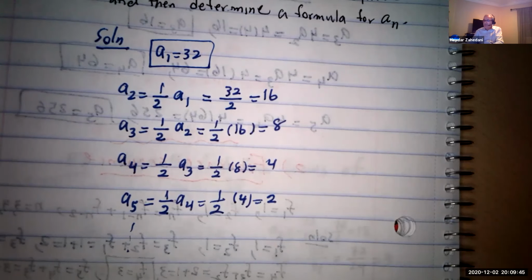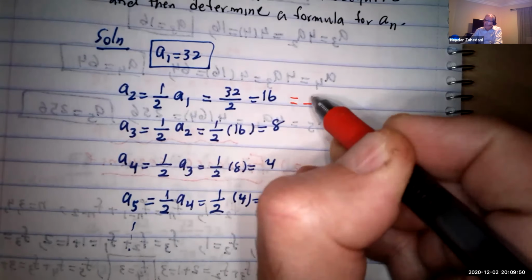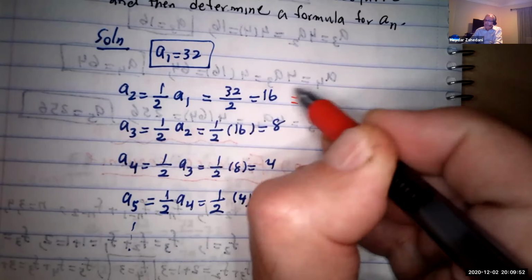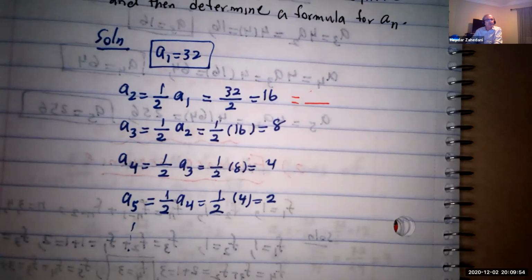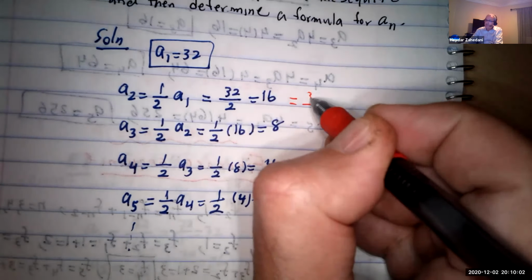There's going to be a general formula later on, but just for now, a1 is 32, which is like 32 over 1. So this one is going to be 32 over 2.